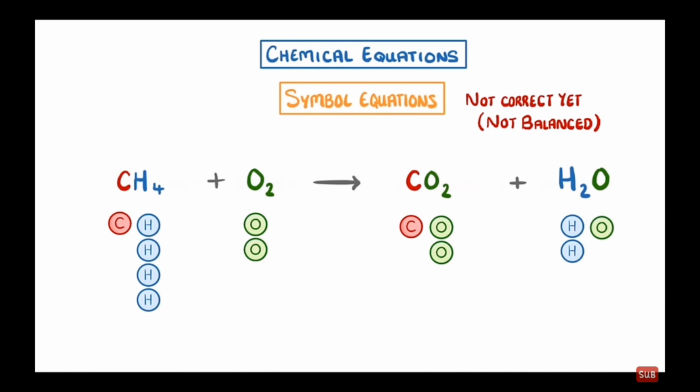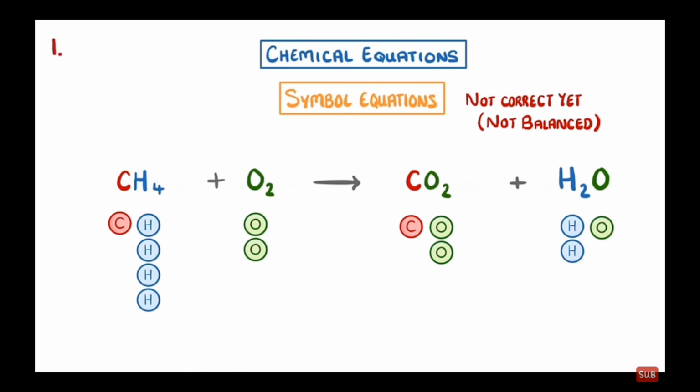Somehow, we need to increase the number of oxygens on the left-hand side, and increase the number of hydrogens on the right. Now, it's absolutely fine if you can't work out how to balance it in one go. Often, balancing equations is a process of trial and error, where you keep on changing numbers until you get the answer.